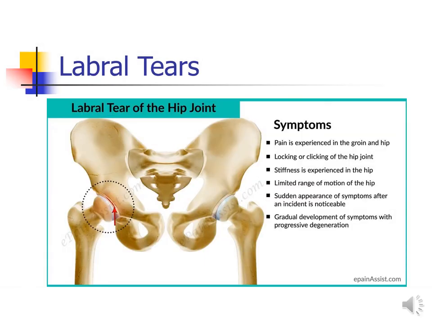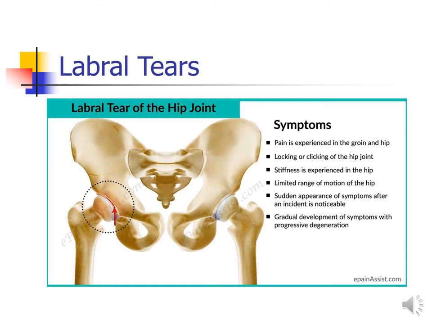When we begin to think about labral tears, they can really happen in one of two ways. First off, we can get the sudden onset of symptoms after an injury or trauma to the hip. The second way is we can get gradual development of symptoms, and we see that with progressive degeneration of the labrum.